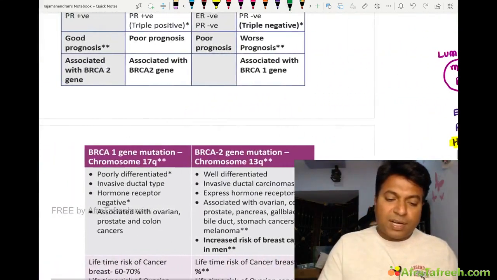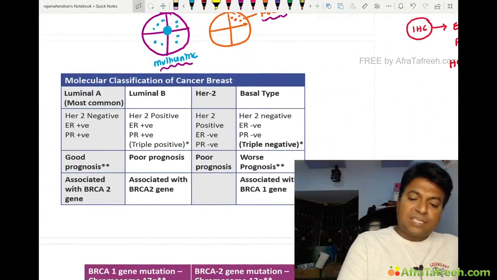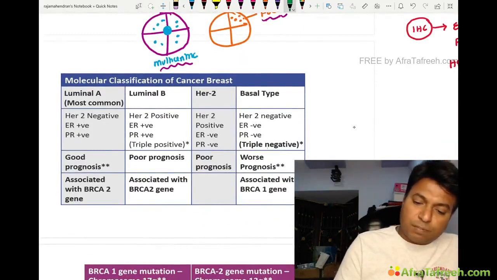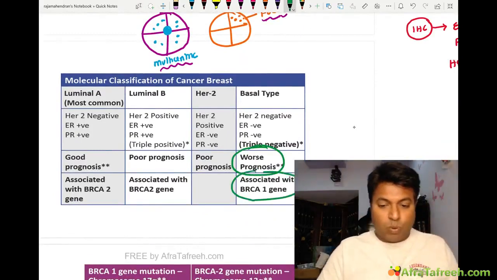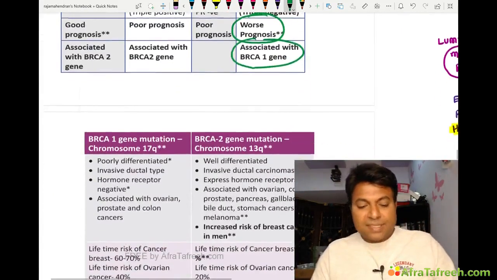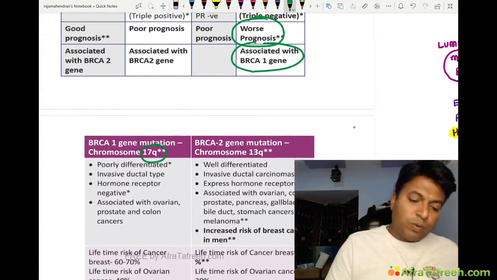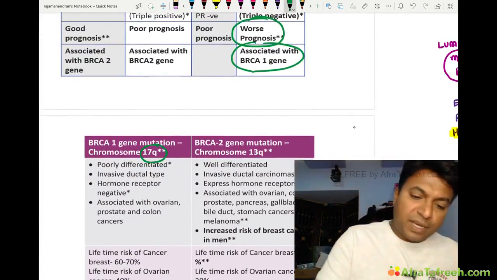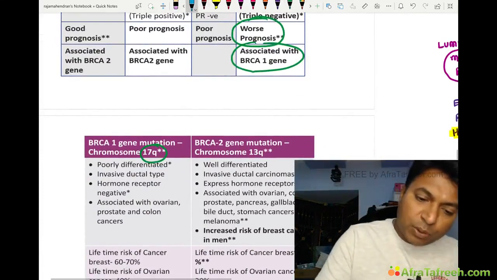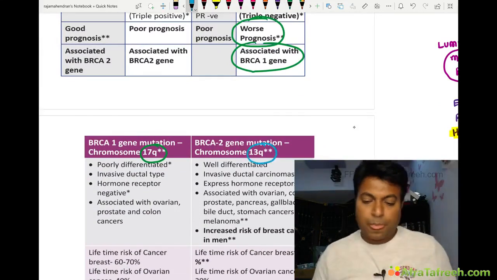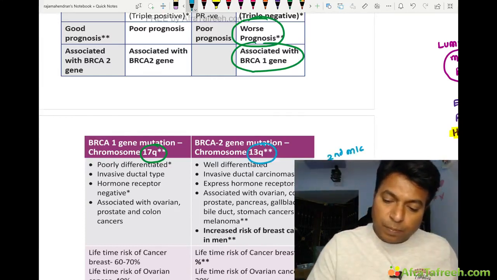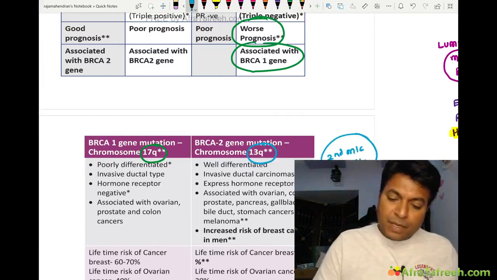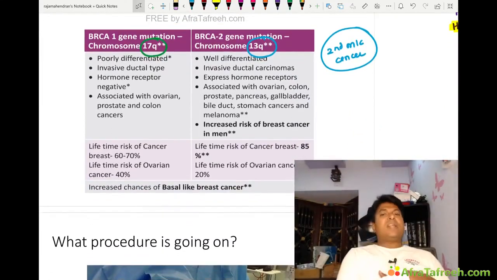So please don't forget this molecular classification of breast cancer. The worst prognosis is seen with all negative, associated with BRCA1. BRCA1 is a 17q mutation. BRCA2 is a 13q mutation. You can get a few questions from this also. What is the second most common cancer in BRCA1 and BRCA2?